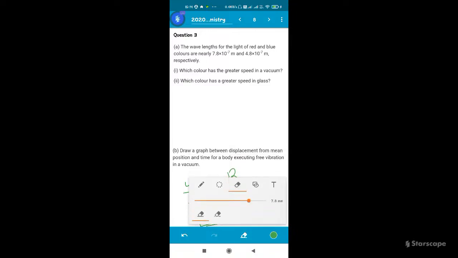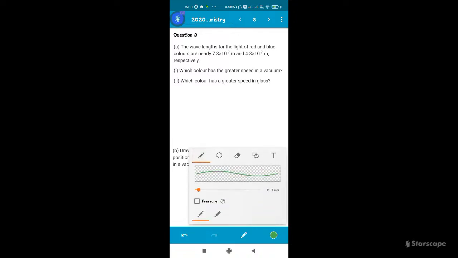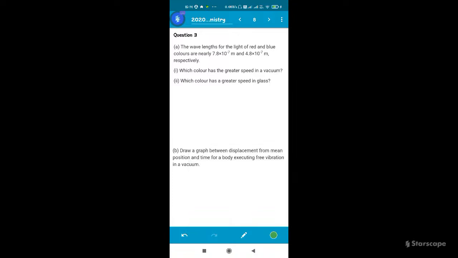Let's move on to the next question now. The wavelengths for the light of red and blue colors are nearly 7.8 × 10^-7 meter and 4.8 × 10^-7 meter. So you have been given two values of wavelength for red and blue light respectively. You have to say which color has a greater speed in vacuum and which color has a greater speed in glass. Very easy question.